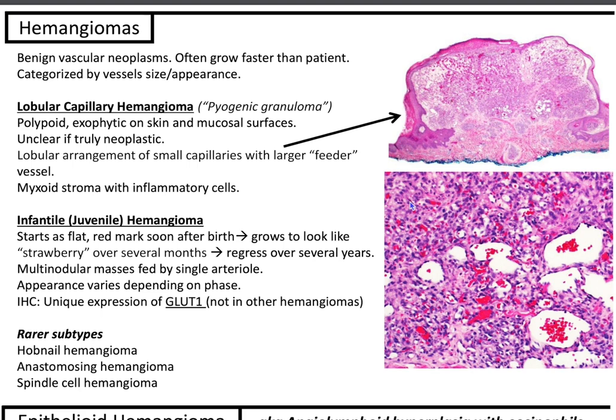Hemangiomas. These are benign vascular neoplasms. They often grow faster than the patient. And it's categorized by vessel size and appearance. So your pyogenic granuloma or lobular capillary hemangioma. This will be polypoid, exophytic on the skin and mucosal surfaces. It's unclear if it's truly neoplastic, and it has this lobular arrangement of small capillaries with larger feeder vessels. And you see a myxoid stroma with inflammatory cells.